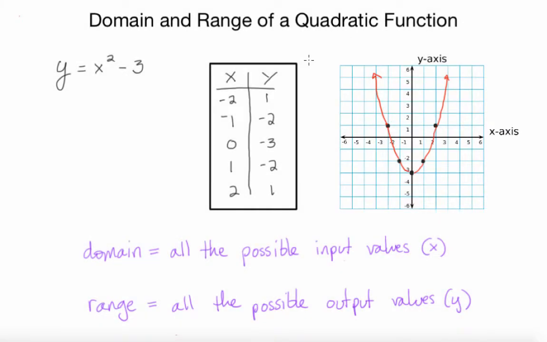Talking about domain and range of functions. Previously in the last lesson, we defined a domain as all the possible input values for x in a function. And we defined range as all the possible output values y that we get back. So let's take a look now at a quadratic function.